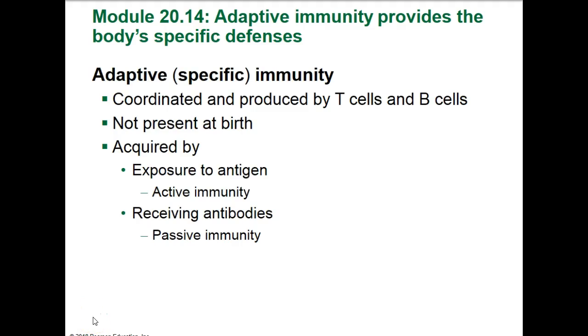So we're going to continue to talk about adaptive or specific. And like I was saying, when we talk about specific, we're saying that now there's real recognition of specific molecules or antigens. It's not simply we know now that it's foreign, it's that we know it's foreign and we know exactly what it is because we have cells that bind to it. This is coordinated and produced by T cells and B cells.